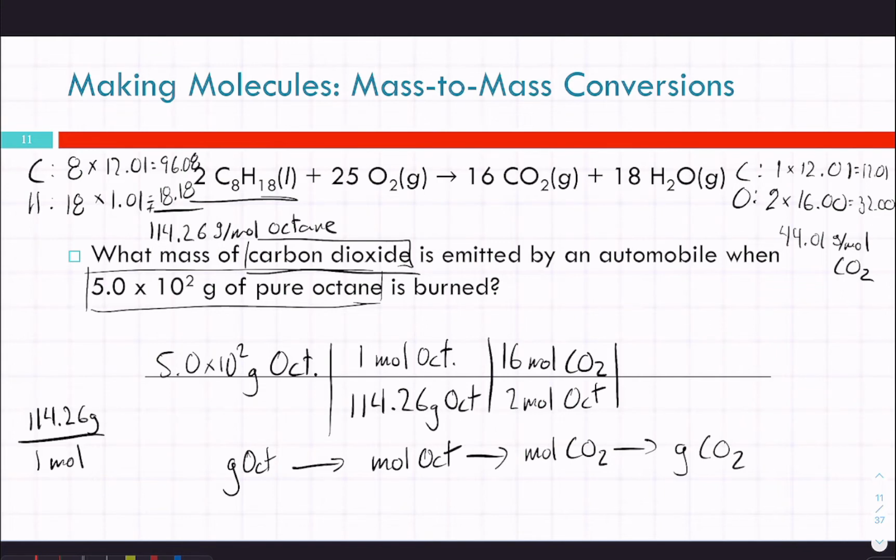So to convert from moles of CO2 to grams of CO2, write this as 44.01 grams of CO2 per 1 mole CO2. And then just like every other conversion problem, multiply everything across the top, divide by everything on the bottom. So 5.0 times 10 to the 2 times 16 times 44.01, and then divide by 114.26, divide by 2. So we'll get 1.5 times 10 to the 3 grams CO2.